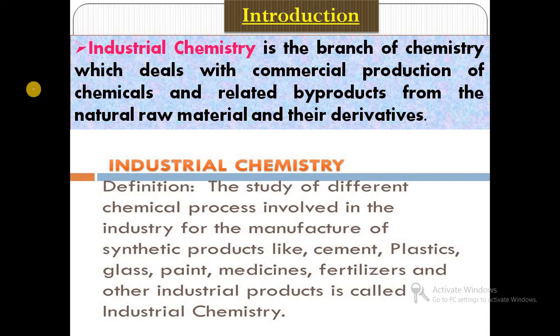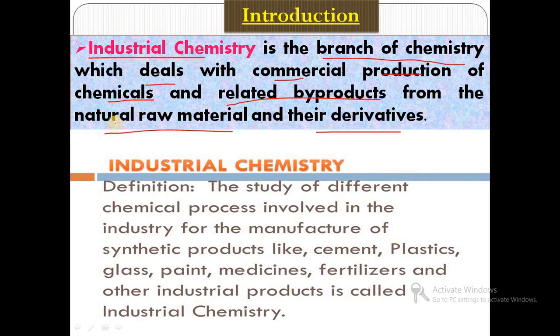Before starting this unit we will see some introductory part about what industrial chemistry is. Industrial chemistry is the branch of chemistry which deals with the commercial production of chemicals and related byproducts from natural raw materials and their derivatives. So industrial chemistry is the branch in which we study large scale production of chemicals and related byproducts from natural raw materials.